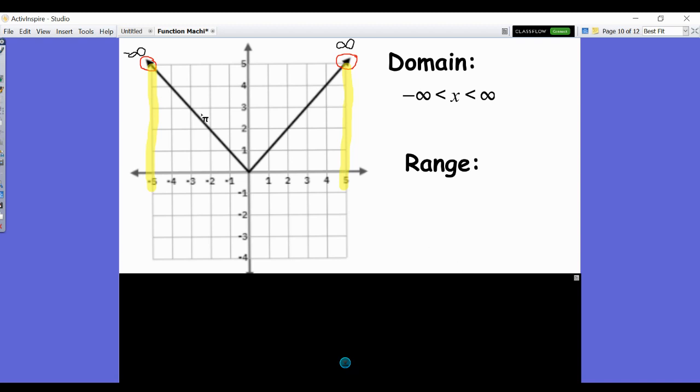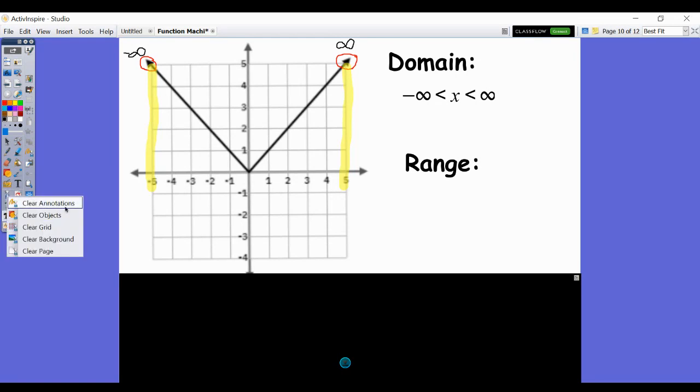Honestly, I think I'm having way too much fun with this Screencastify. So we are going to clear our annotations because now we have to do range.